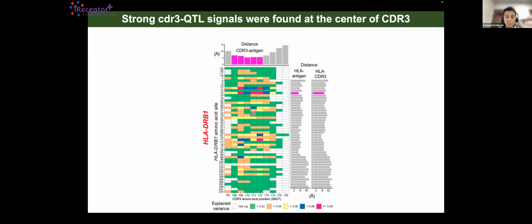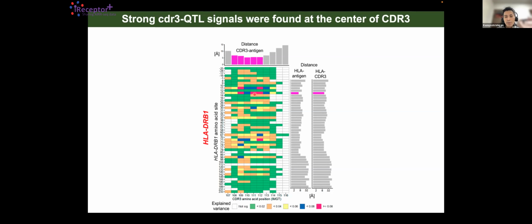This heat map shows the variance explained, the association strengths, and in this heat map, the y-axis is the HLA-DRB1 amino acid position, and the x-axis is the CDR3 amino acid position, and red color indicates very high variance explained. So as I said, position 13 of HLA-DRB1 has the strongest association, and another important piece of information is that the strongest association was observed at the very center of CDR3, not the peripheral region of CDR3. So, as I said, the center of CDR3 has super high diversity.